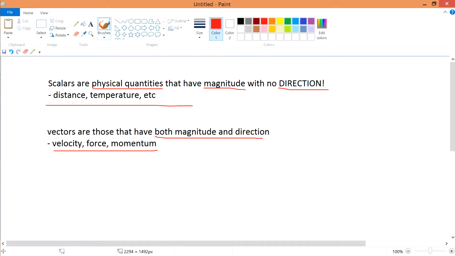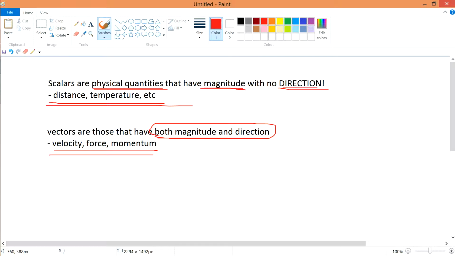To start, scalars are physical quantities that have magnitude and no direction, for example distance, temperature, etc. Vectors, however, are those that have both magnitude and direction: velocity, force, and momentum.